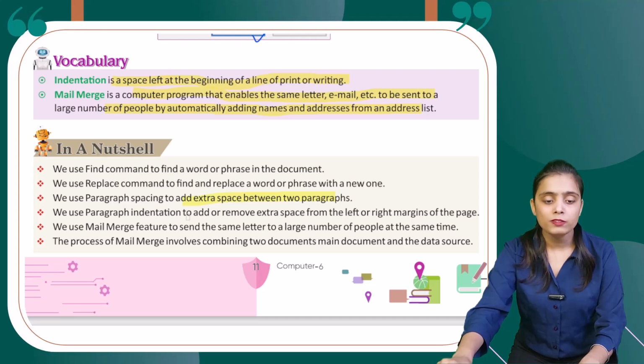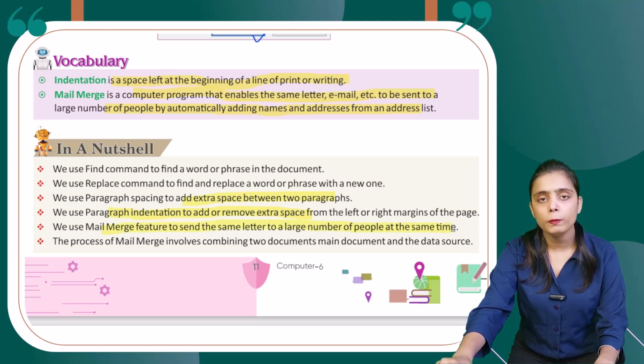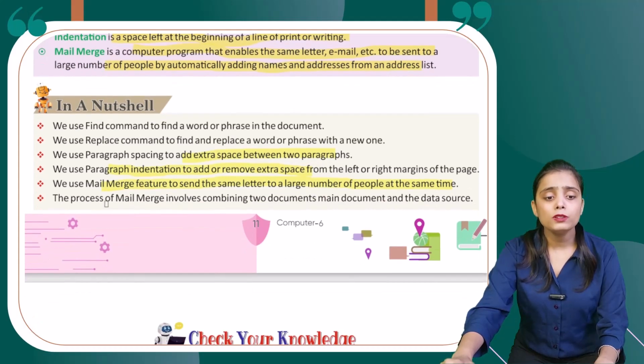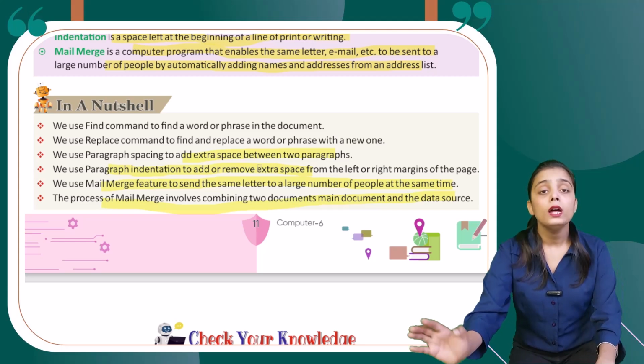That is your paragraph spacing concept. Paragraph indentation is used to add or remove extra spaces from the left or right margins of the pages. We use the mail merge feature to send the same letter to a large number of people at the same time. And the process of mail merge involves combining two documents, the main document and the data source.